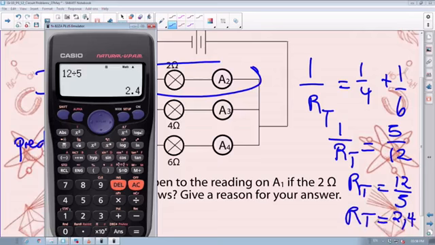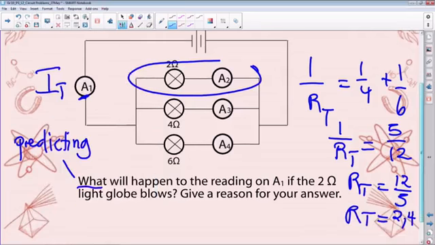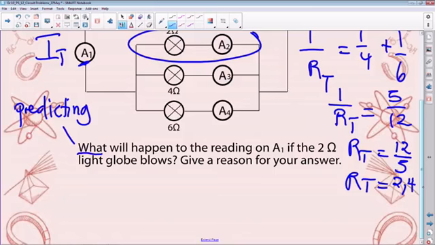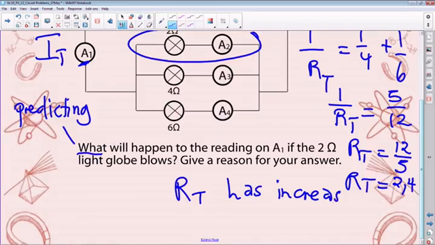Now, because R total is now 2.4, you'd understand that the total resistance, R total, has increased. So the effective resistance in this circuit has increased. So what effect does that have on the total current? Therefore, total current will decrease, right?